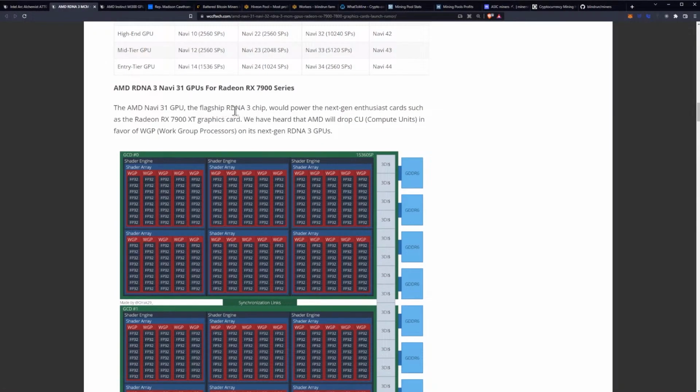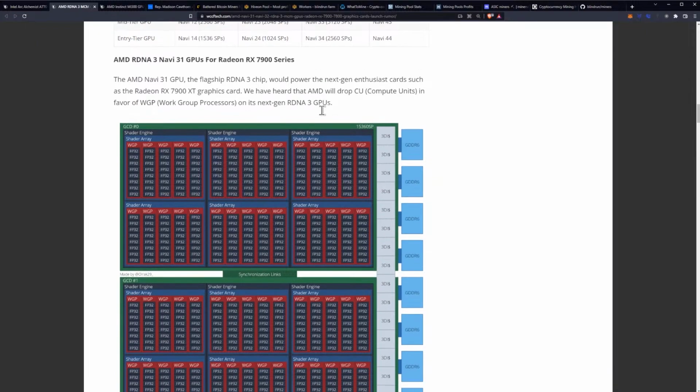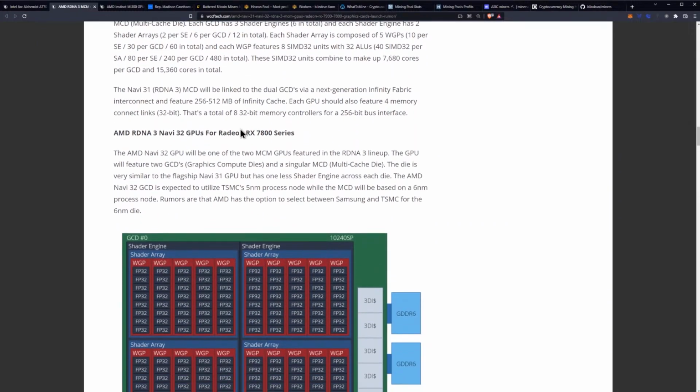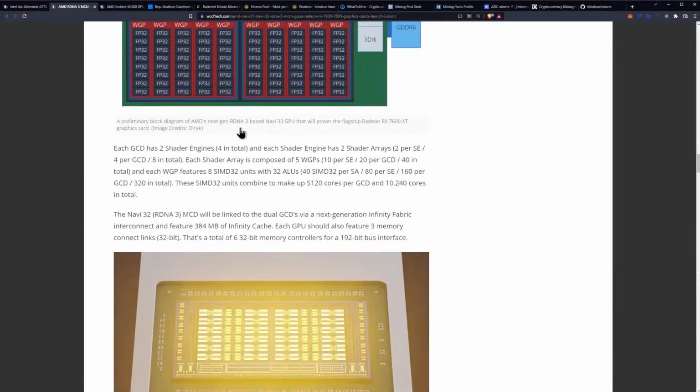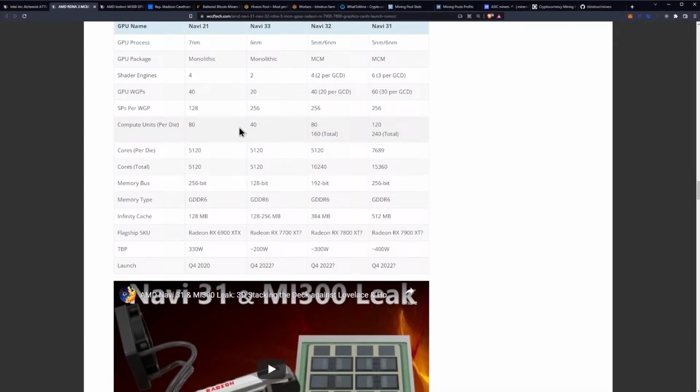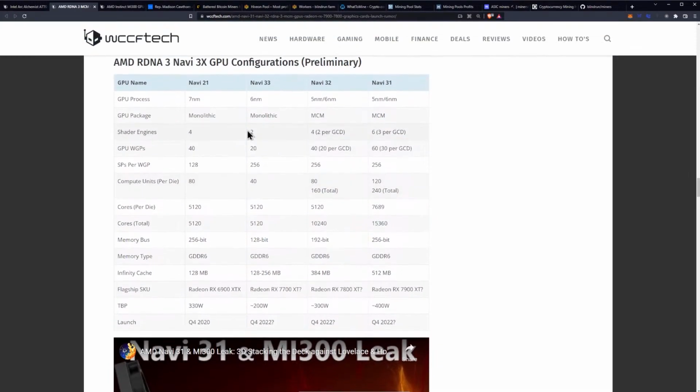The AMD Navi 31 GPU, the flagship RDNA 3 chip, would power the next-gen enthusiast cards such as the Radeon RX 7900 XT graphics card. We have heard that AMD will drop compute units in favor of work group processors on its next-gen RDNA 3 GPUs. We've talked about this design before. Basically, the rest of this we have already covered. You can go back and watch it in a different video. We'll go over specs though, I suppose, here really quick.